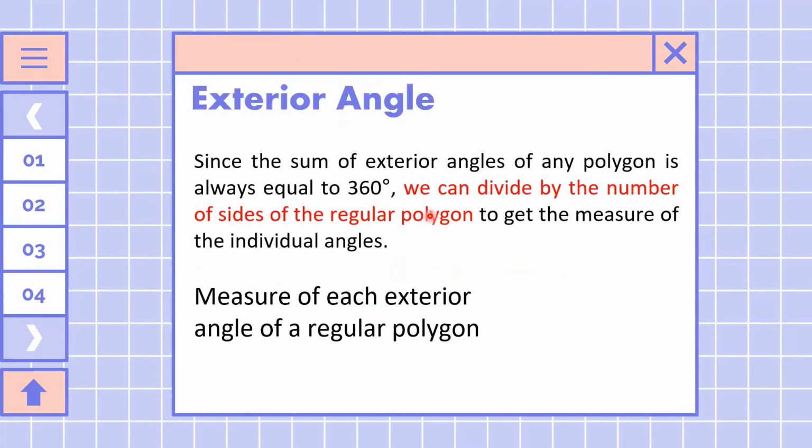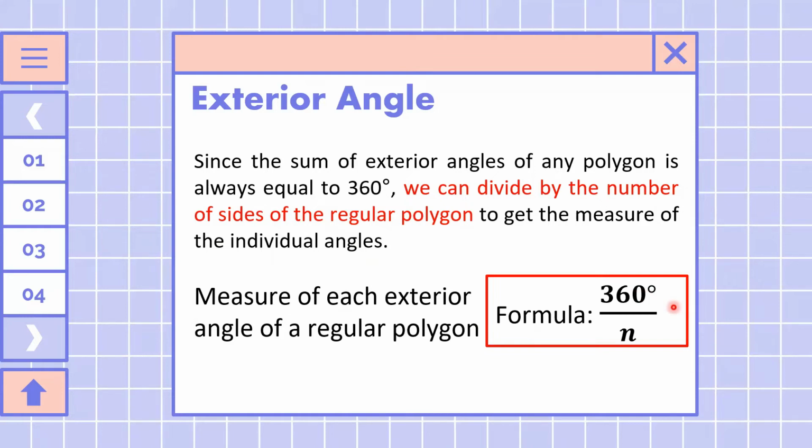Okay? So, now, since the sum of exterior angles of any polygon is always equal to 360 degrees, we can divide by the number of sides of a regular polygon. So, to get the measure of individual angles, ato ang formula nga gamiton is 360 degrees over n, where ang n nato is the number of sides sa ato ang polygon. So take note ninyo ang formula para makuha nato ang measure sa each exterior angle sa ato ang regular polygon. The formula that we're going to use is 360 degrees over n.